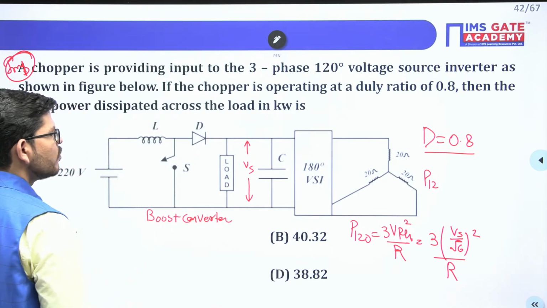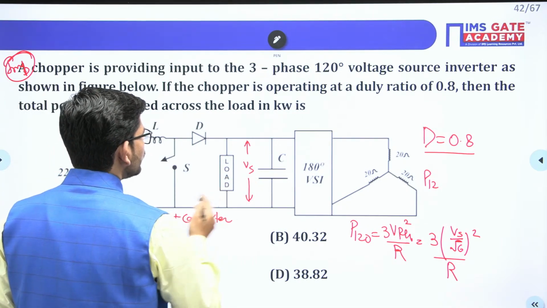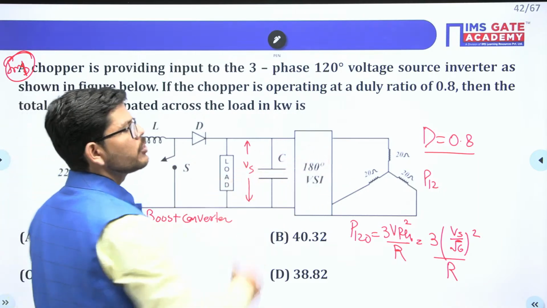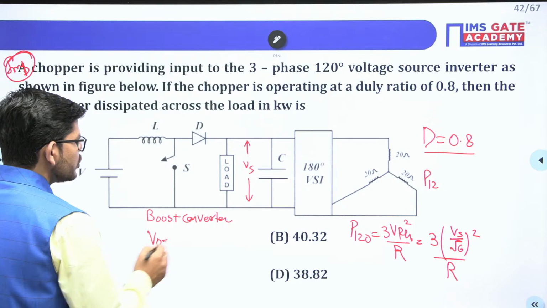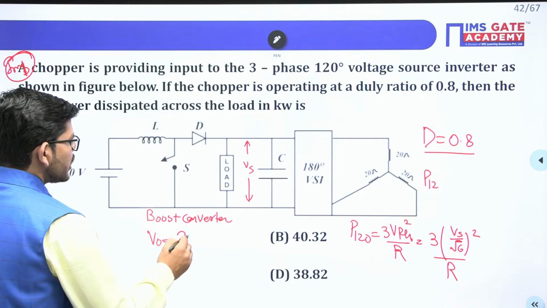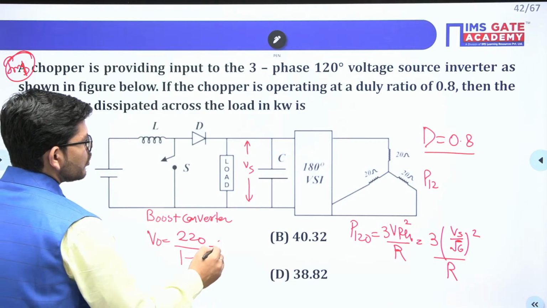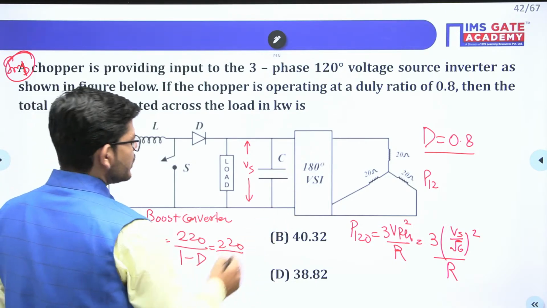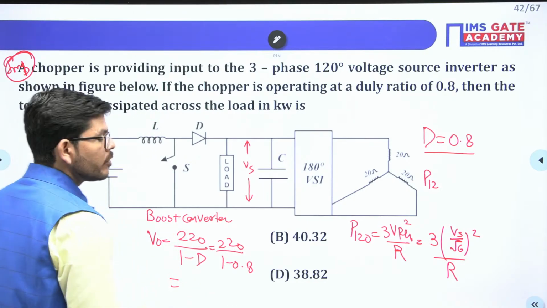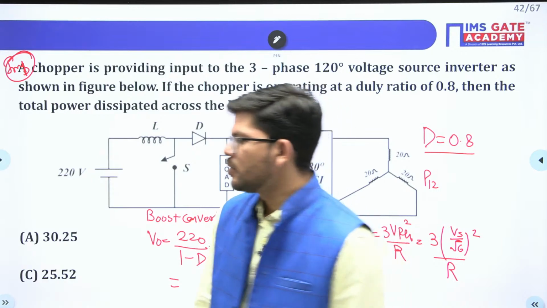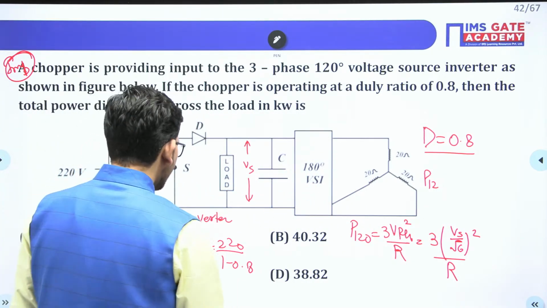So in case of boost converter, whatever is the output of this boost converter will be the input to the inverter. So how do you calculate the output of the boost converter? Output of the boost converter will be 220 upon 1 minus D. D is 0.8. So what is going to be the V naught here? V naught here is going to be 1100.